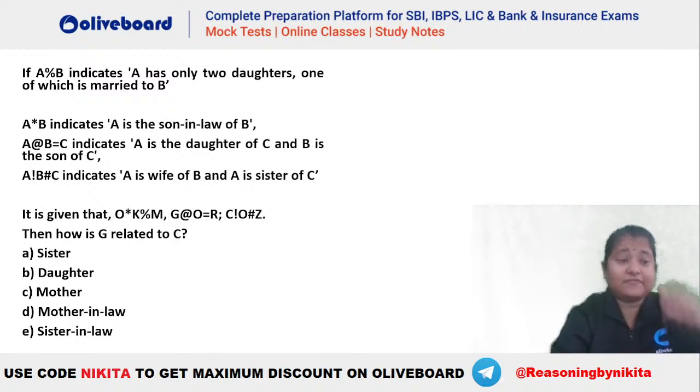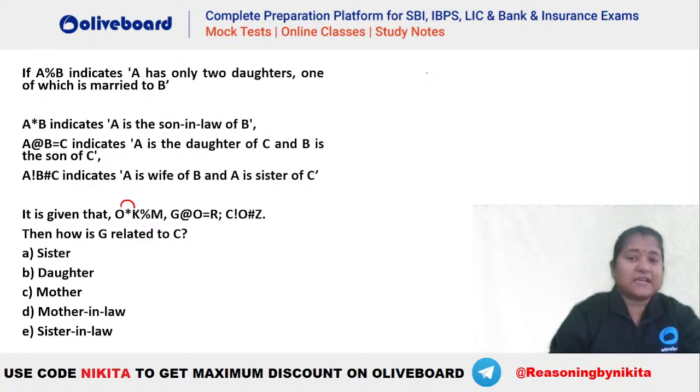Chalo, let's draw the family tree here. So you can see O asterisk K. Asterisk means what? A is the son-in-law of B. That means O is the son-in-law of K, right? So let's say K is there. So A has to be the son-in-law of this person. That means we will have here a daughter, right? And this daughter will be married to your O. Okay, so O is the son-in-law of K.